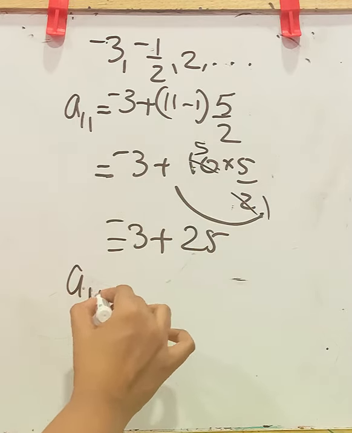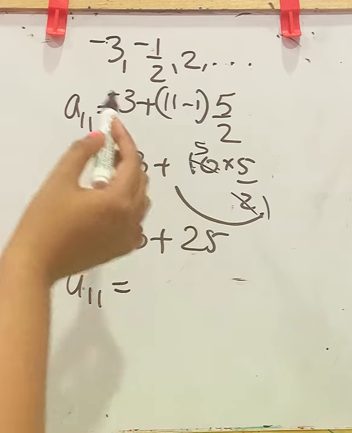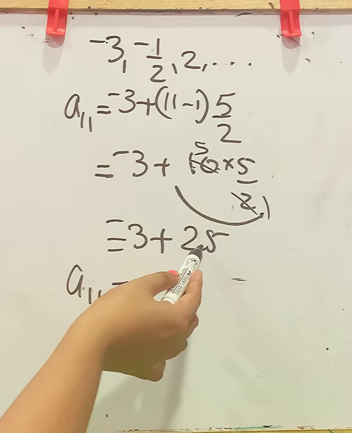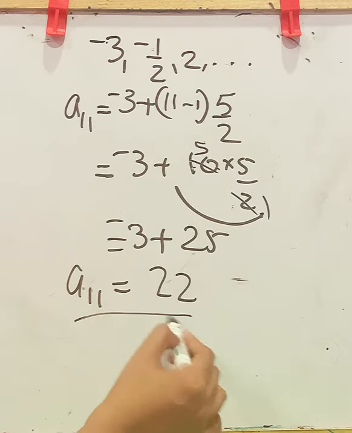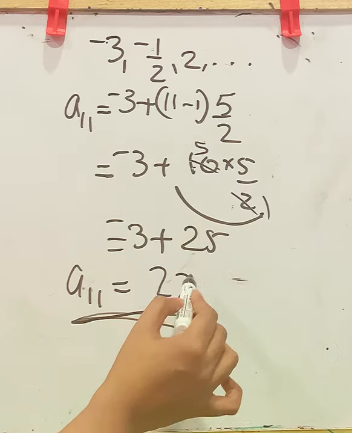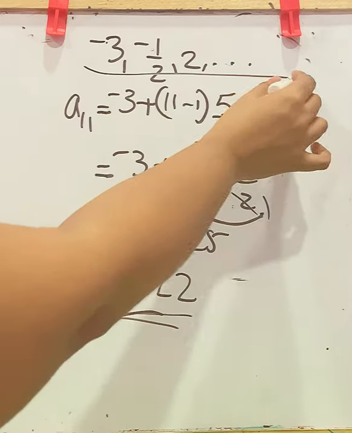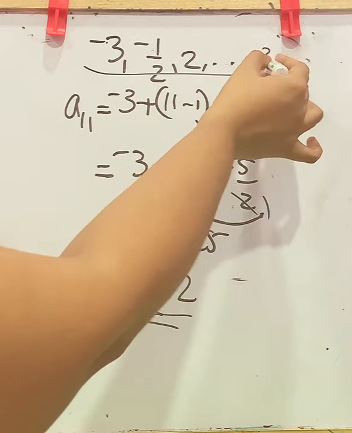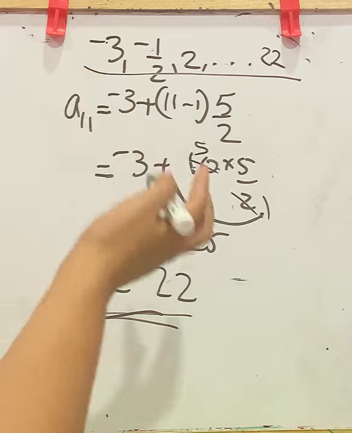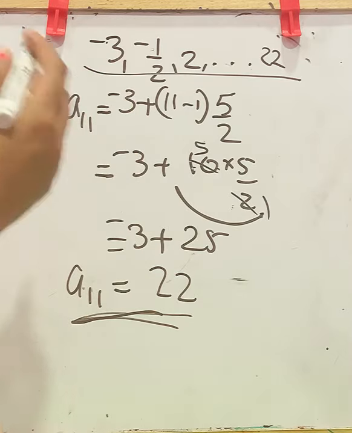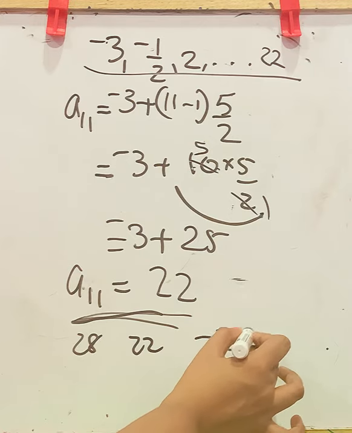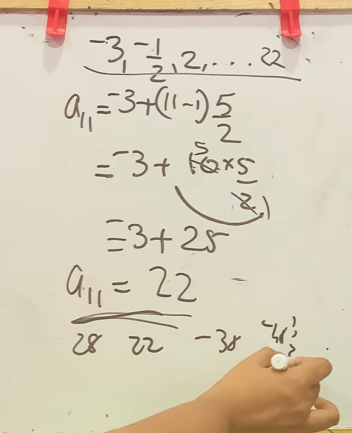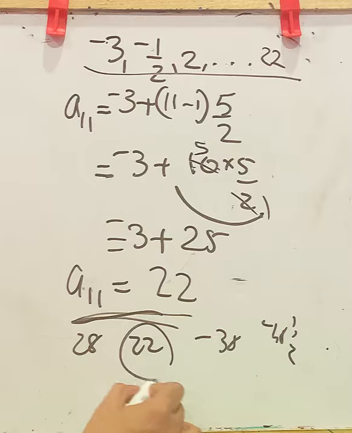Now a11 equal to, here opposite signs addition, that is smaller number subtracted from bigger number and put the sign of the bigger number, that is a11, the 11th term, equal to 22. In this AP we have the 11th term as 22. We were asked to find the 11th term. And in the choices we have 28, then 22, negative 38, negative 48, 1 by 2 and all. So here we will choose this one.